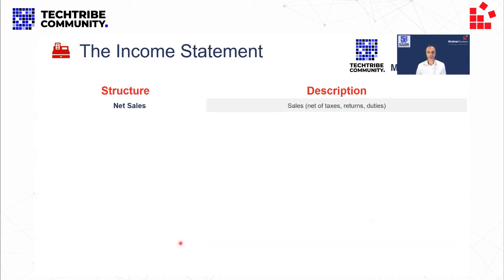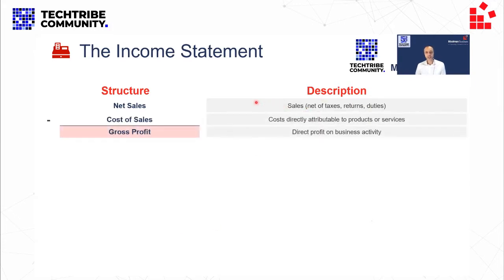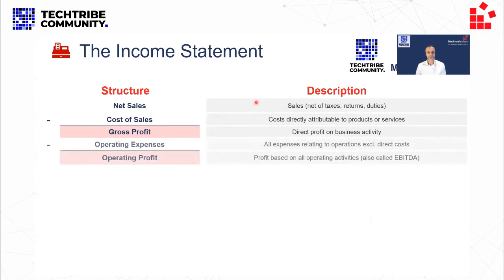So we start with the net sales, and as we said, net of taxes, returns, and duties. We deduct the direct costs, the cost of sales, the cost directly attributable to the products or services. We get the gross profit. We deduct the operating expenses. We get the operating profit. And another term for operating profit is EBITDA, or earnings before interest, tax, depreciation, and amortization.